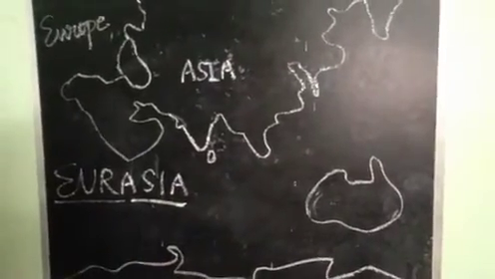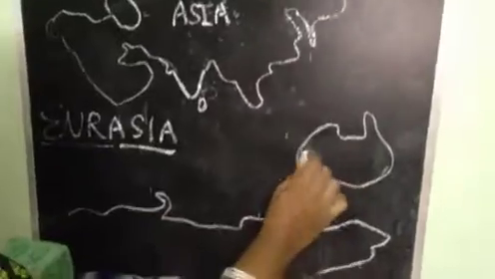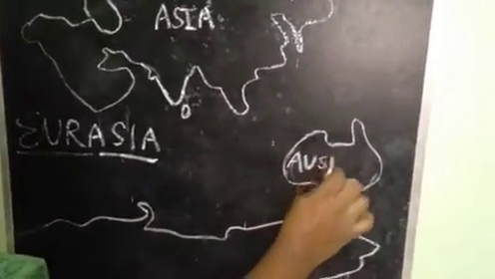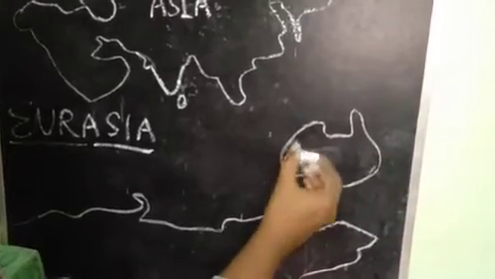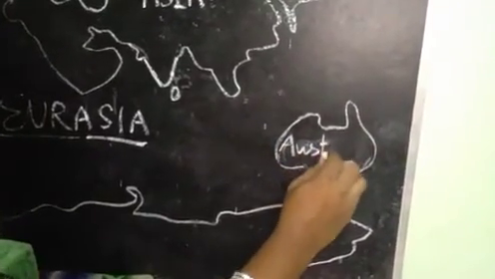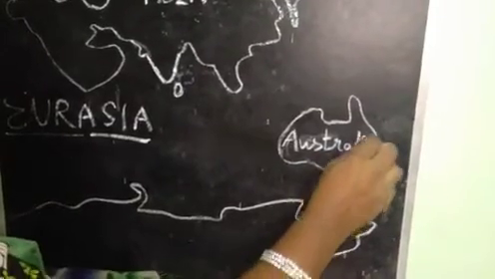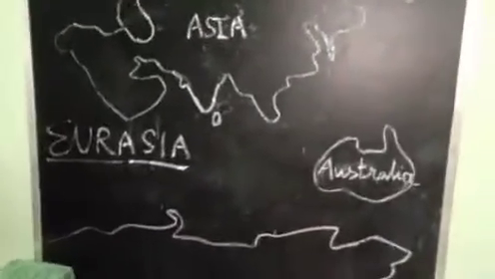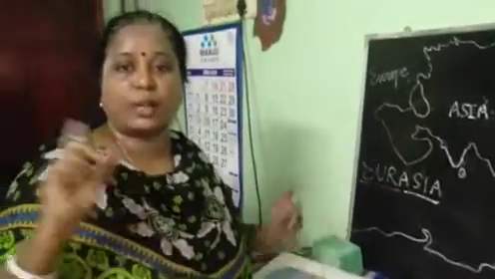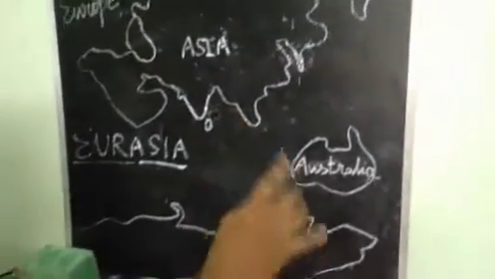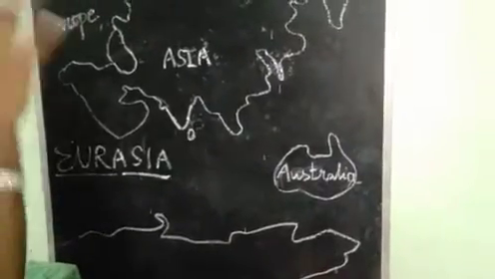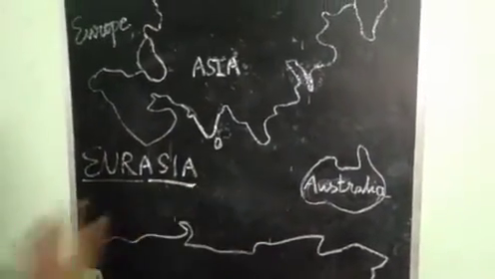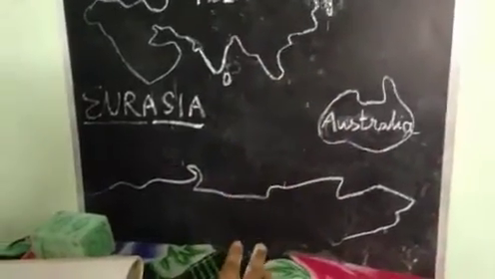Can you tell the other continent? The only island continent. This is Australia. It is an island covered by water. You all know what an island is. Can you tell me what an island is? An island is nothing but a piece of land surrounded by water on all sides. Hence, Australia is an island. It is the only island continent. All the other continents are not islands except Australia.